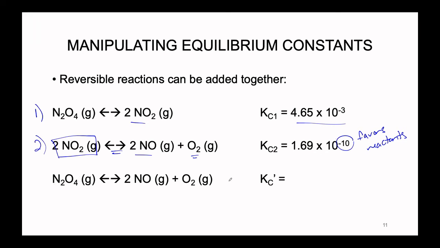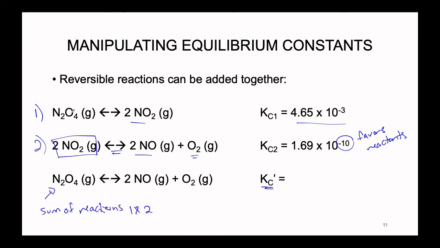If we want to figure out what the equilibrium constant would be for this third given reaction, all we have to do is look at what the two previous equilibrium reactions were telling us, because this third reaction is actually just the sum of reactions 1 and 2.